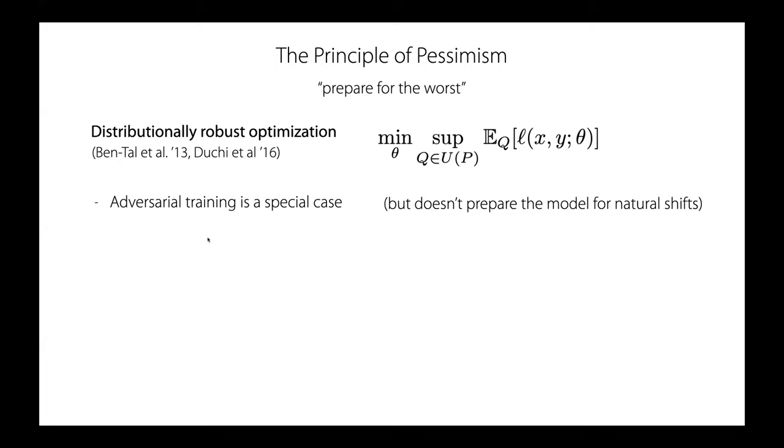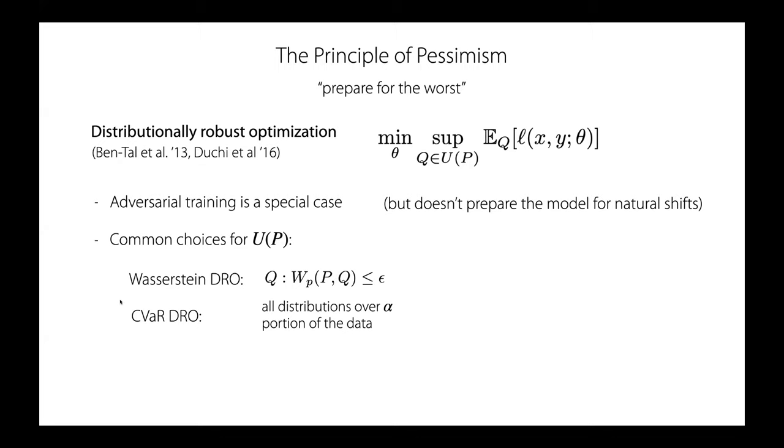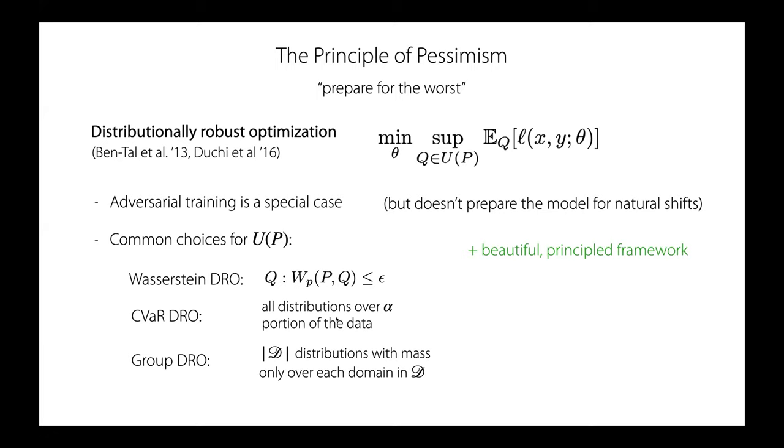Other common choices for this uncertainty set could be something like Wasserstein DRO or CVaR DRO that consider distribution shifting over portions of the data, or what is referred to as group DRO, where you assume that the distribution is going to shift by placing mass on different domains or groups in your dataset. Now, overall, this is a really beautiful framework and also very principled. You can say something about how well the model is going to be able to handle certain kinds of distribution shifts. However, it also has some shortcomings: if you look at Wasserstein and group DRO, these models end up having a very large uncertainty set. As a result, they end up being too pessimistic about how the distribution is going to shift.